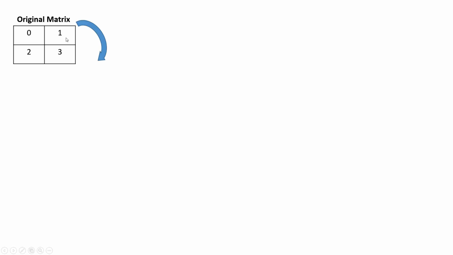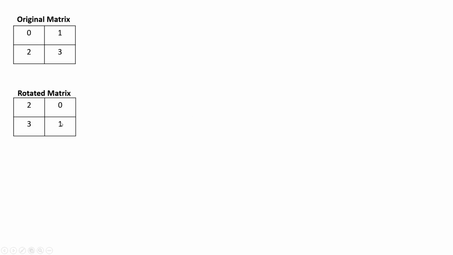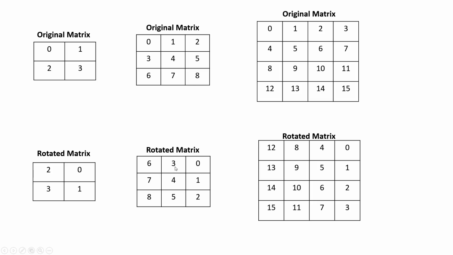So I'm going to take this matrix, I'm going to turn it 90 degrees, and it's going to look like this. And this is a 2 by 2 matrix. This is a 3 by 3 and what it looks like rotated. Here is a 4 by 4, and if you rotate it, it looks like this. So this is what they look like.